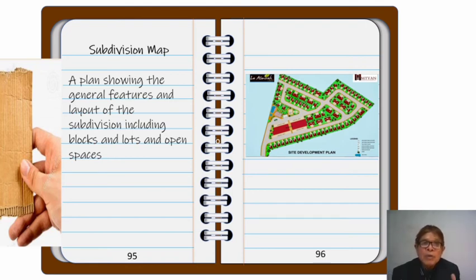Ideally, it should also have the direction where the north is located, as well as the east, west, and south. But if the subdivision map has no direction of the north, you must ask the developer and make the marking yourself. Okay?